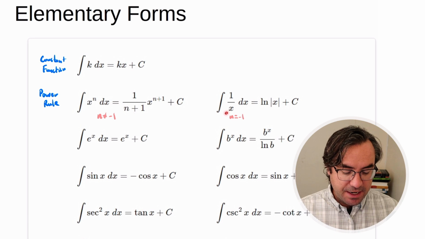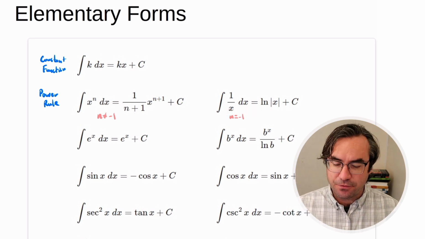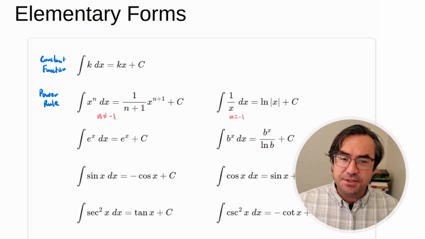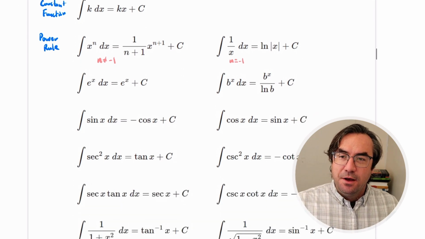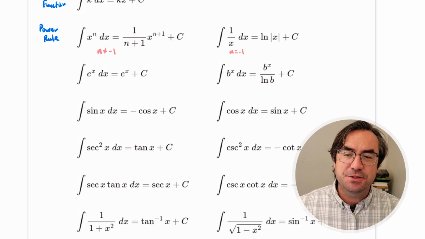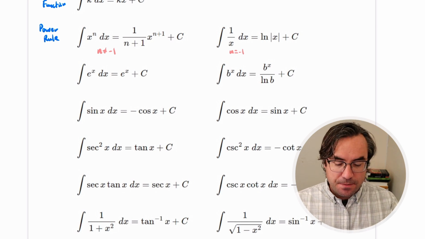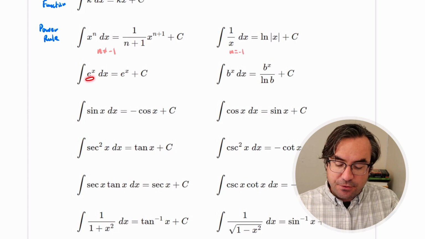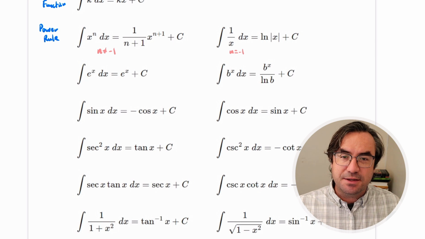Okay, so this kind of completes the picture for our power rule. All right, and then we have a list of a whole bunch of elementary forms that you really just want to have memorized. So if we're integrating e to the x, well, the antiderivative of e to the x is just e to the x.